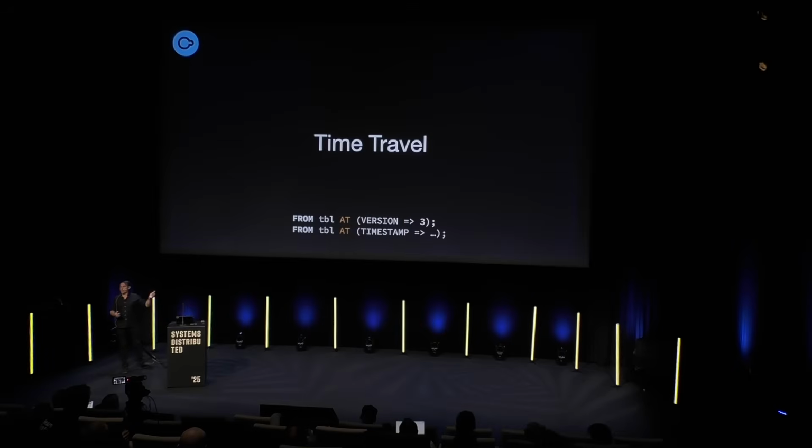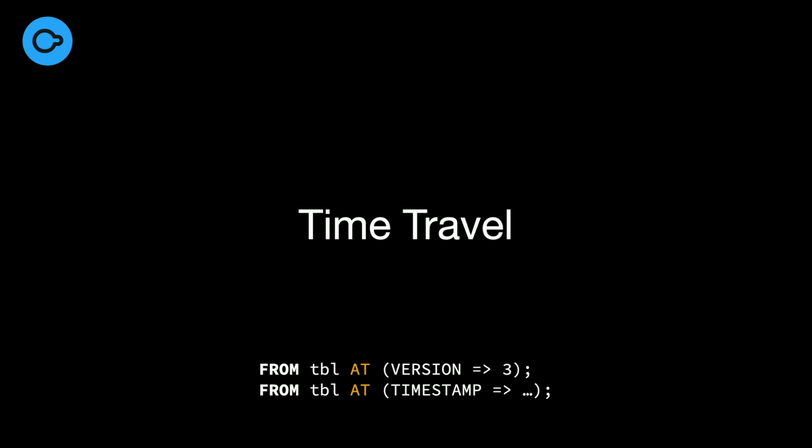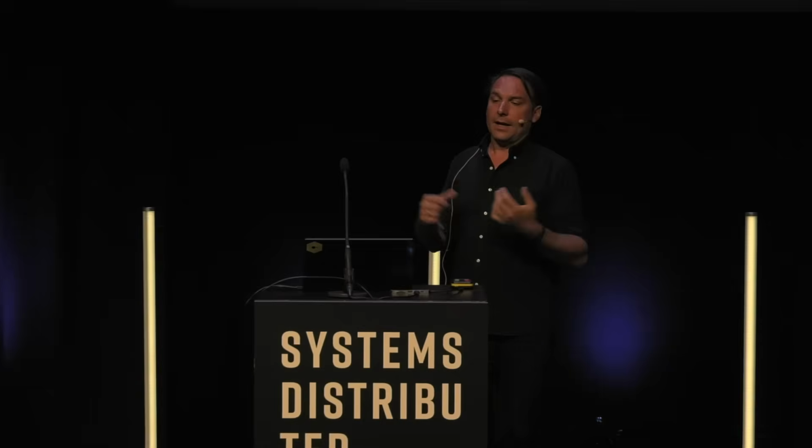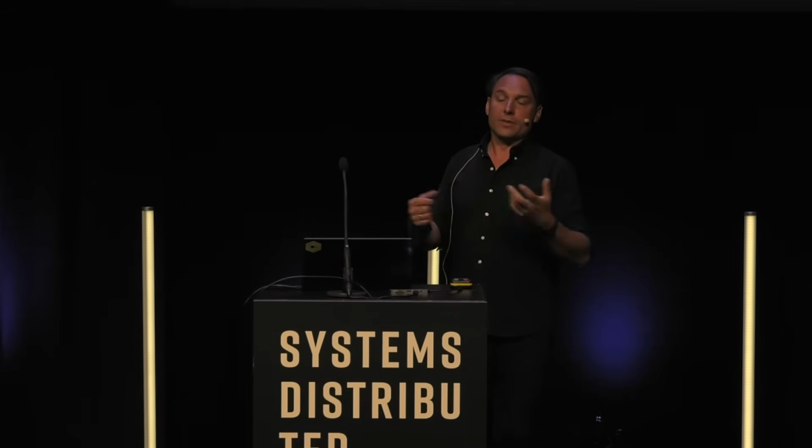Because we have all these snapshots, we can query tables as of a specific snapshot. So we can say, read from this table at this version number or at this timestamp. It's really useful for stability in queries or in results.